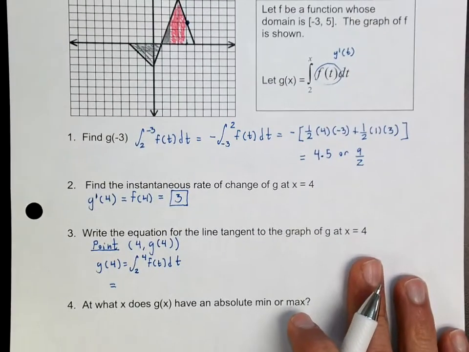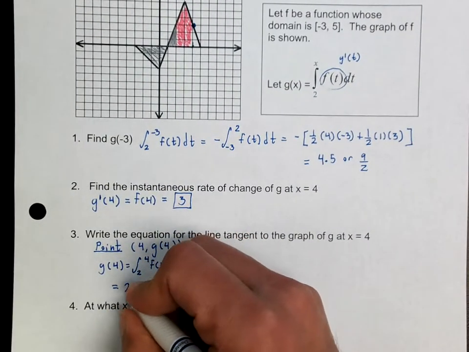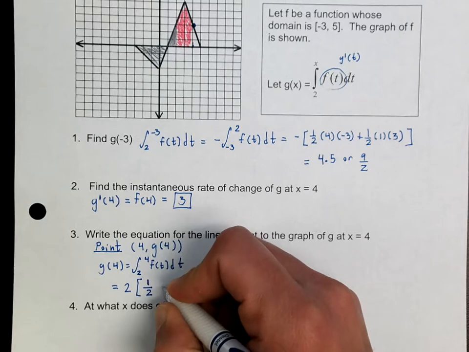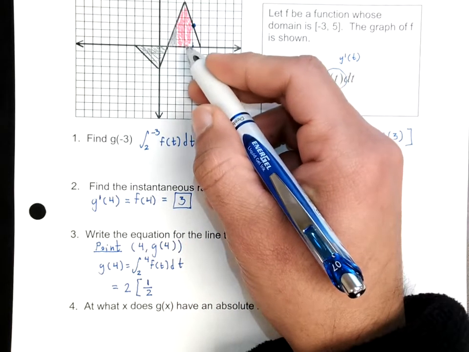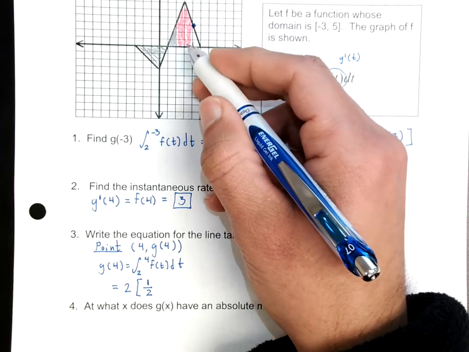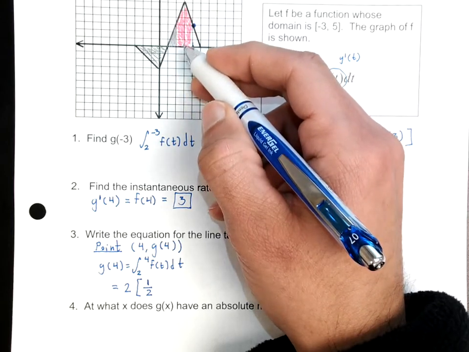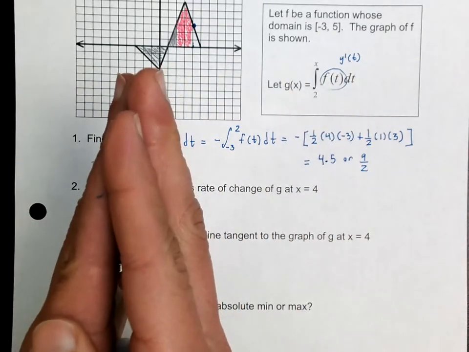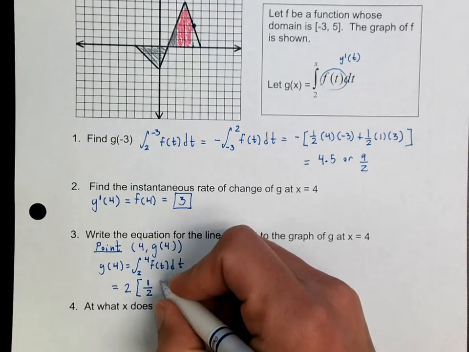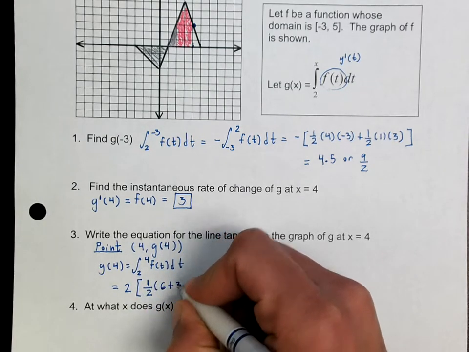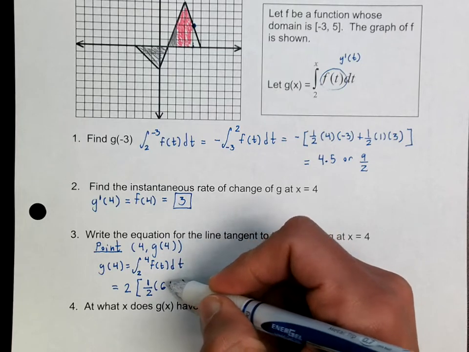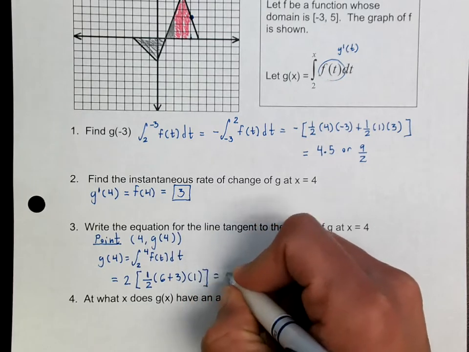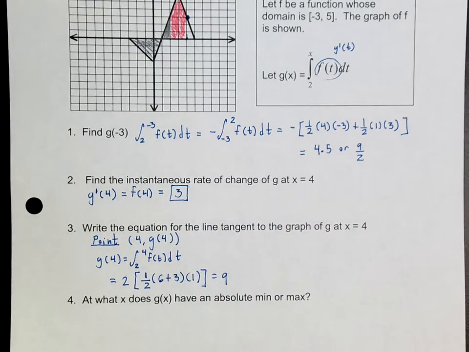So the next thing I'm going to do here is write 2 times the formula for the area of a trapezoid. Again, this is base 1, this is base 2, and the height is 1, and I have two of those trapezoids back to back. Okay, so I have 1/2 times (6 plus 3), that's base 1 or base 2, doesn't matter. That's one of the bases, that's the other base, times the height, which is 1, and that is equal to 9.